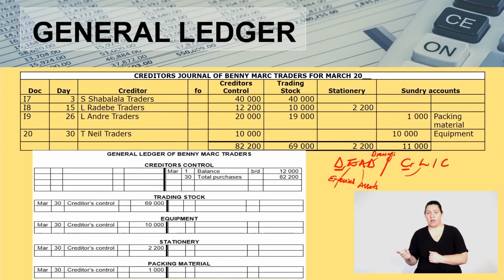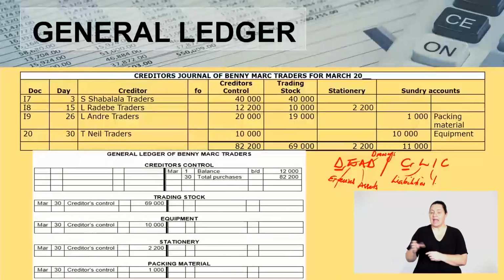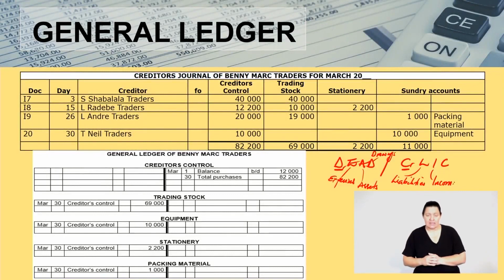We credit all our liabilities. Liabilities simply means the monies that we are owing to other people or other businesses. We credit them, liabilities. And then we also credit our income. And lastly, we credit our capital. We're talking owner's equity.